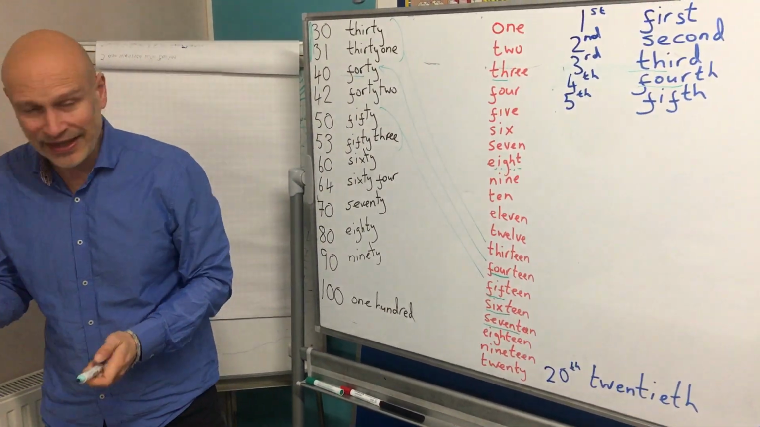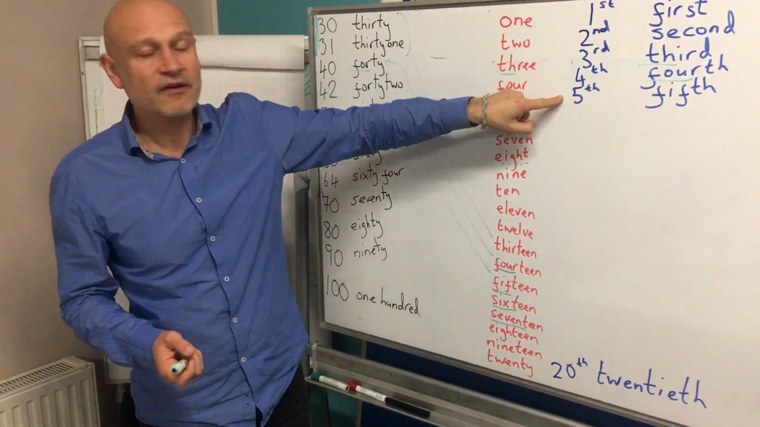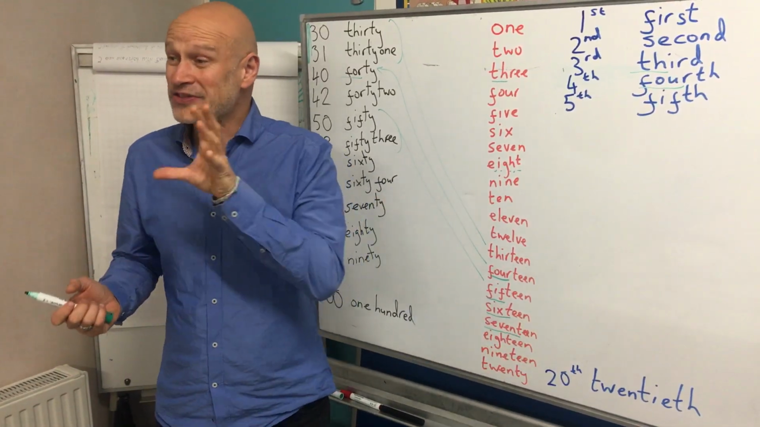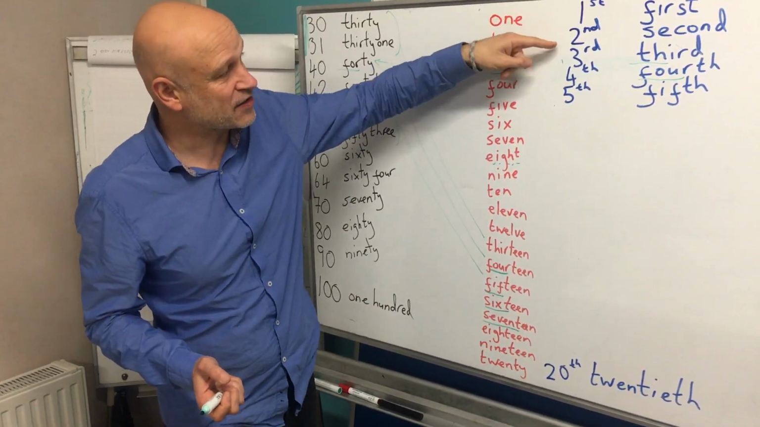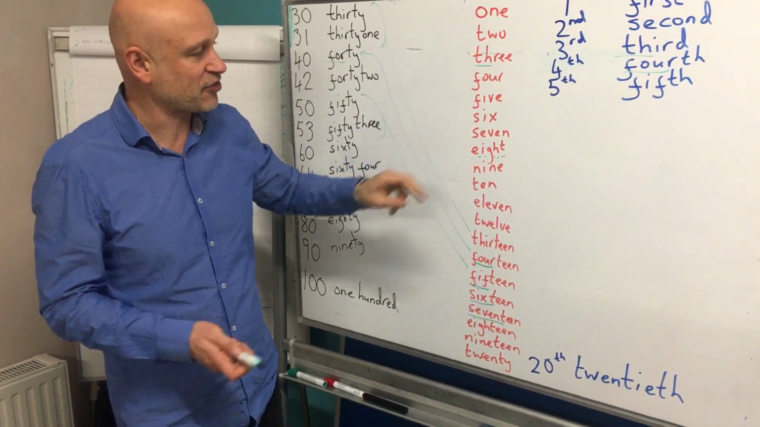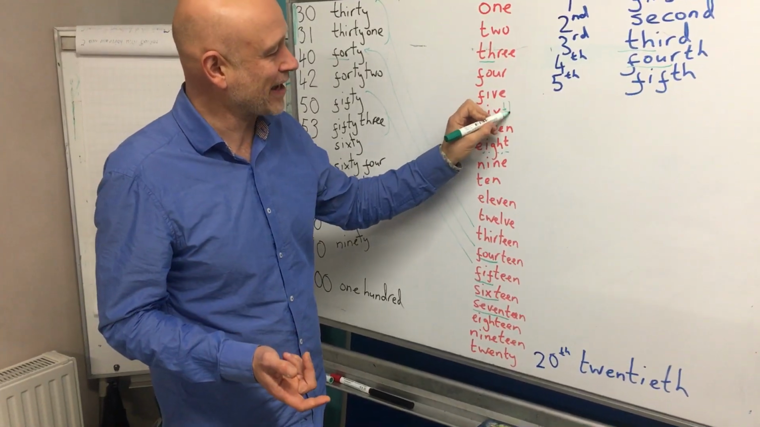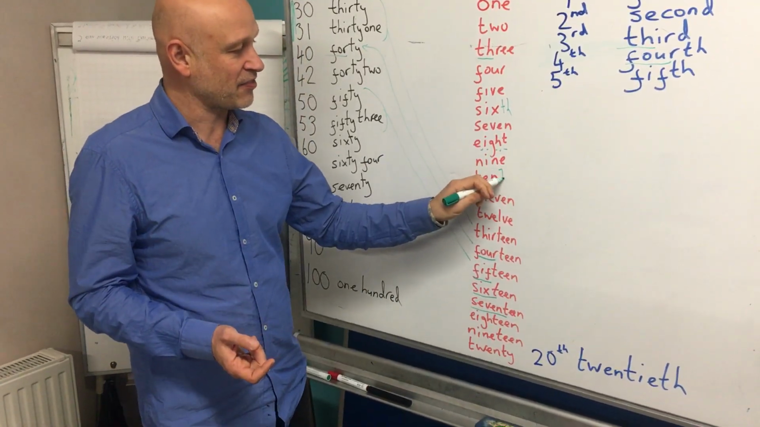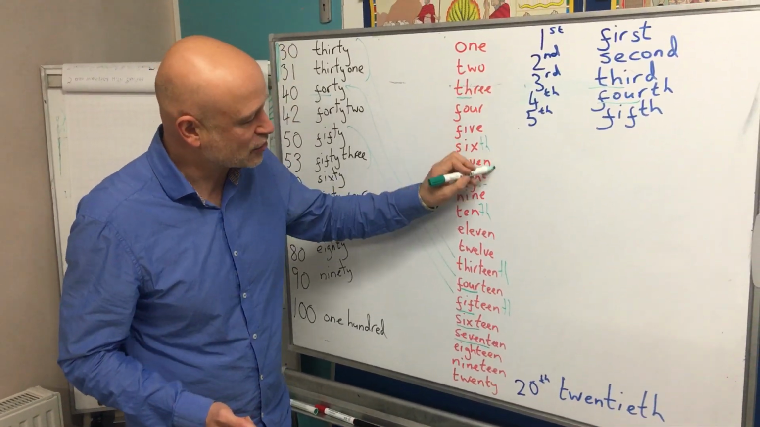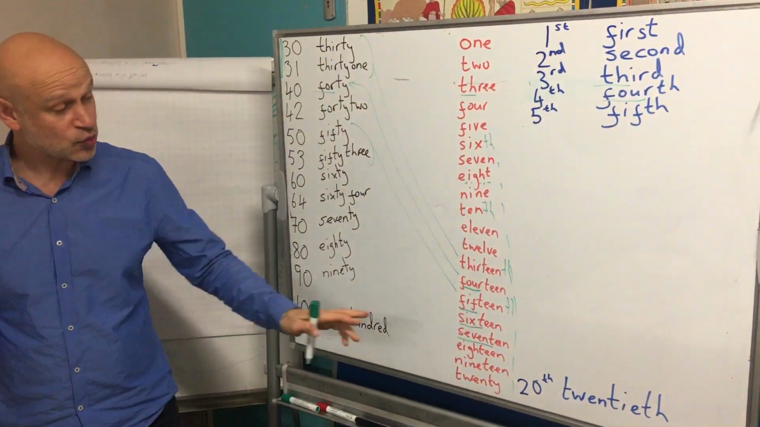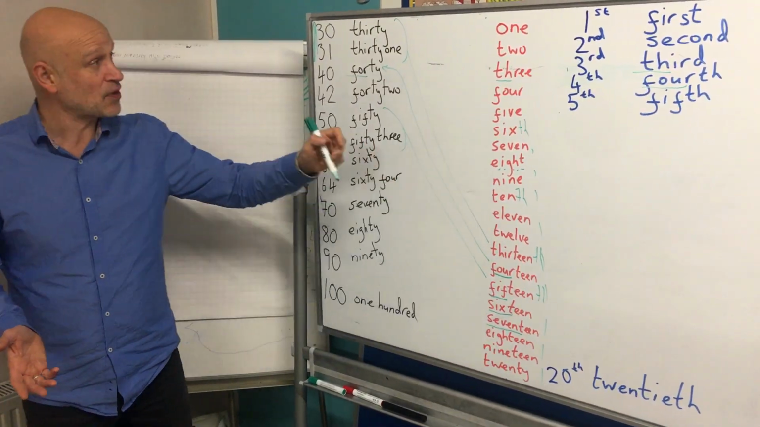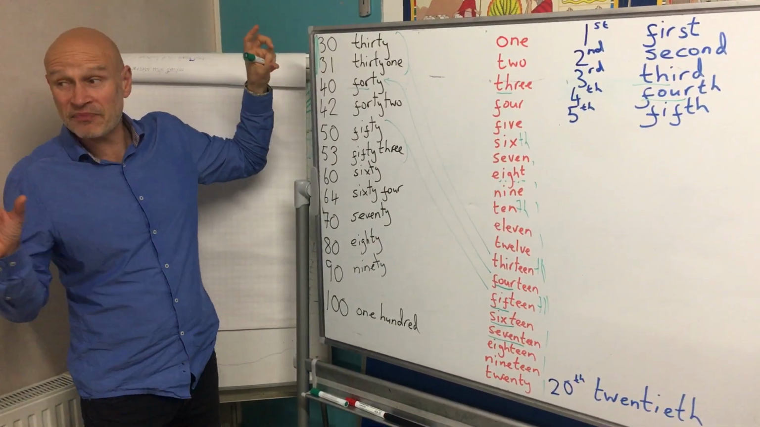Now, the interesting thing here is after the fifth number, all the others, all the way down to 20th, are the same. First, second, third, and fourth, and then fifth, sixth, seventh, eighth. It's just like adding th at the end of all of these. 10th, 13th, 14th, 15th. You just add th all the way down to 20th. But as soon as we get past the number 20, we need something slightly different.